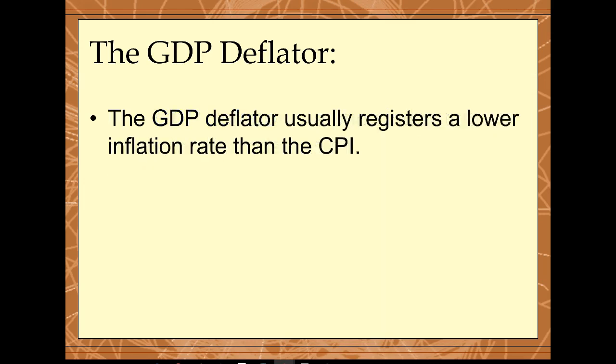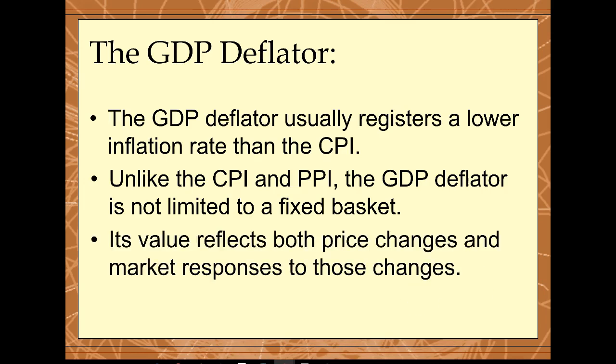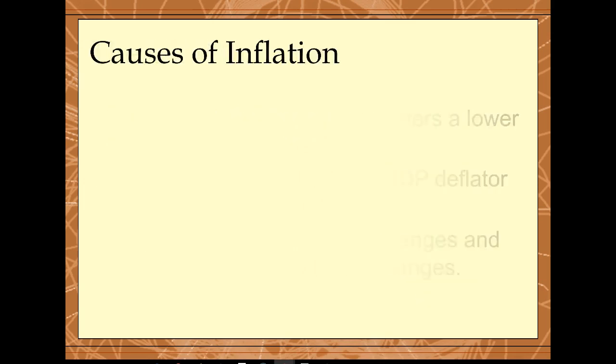And the GDP deflator usually registers a lower inflation rate than overall CPI. So unlike CPI and PPI, the GDP deflator is not limited just to a fixed basket of goods. Its value reflects both price changes and market responses to those changes.